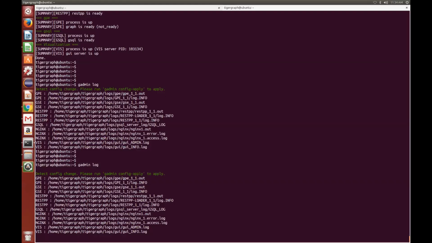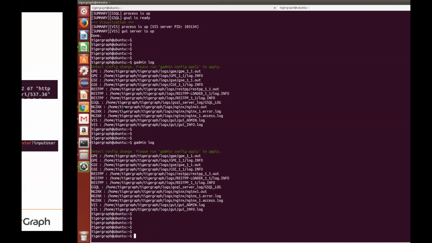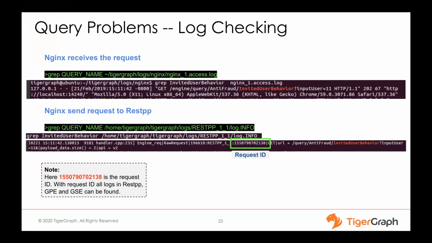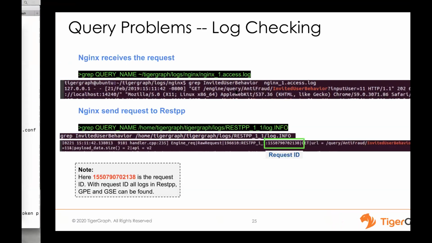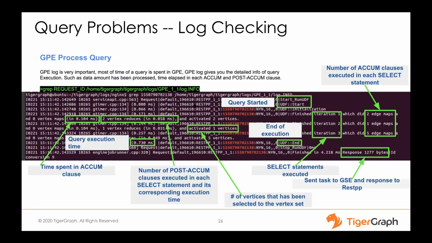Okay, good. So by running this gadmin log command, you can list not all the logs, but the most useful logs of a TigerGraph system. Now I'll talk about how to check the logs from Nginx, because Nginx is the first stop, right? When the query was run, this is the first line of log you can see, from the Nginx server log. And then after it forwards the request to REST-PP, you can see a new line printed with the request ID. For the rest of the log, it's always this request ID. By using this request ID, you can find them in the GSE log and GPE log and see how it executes.